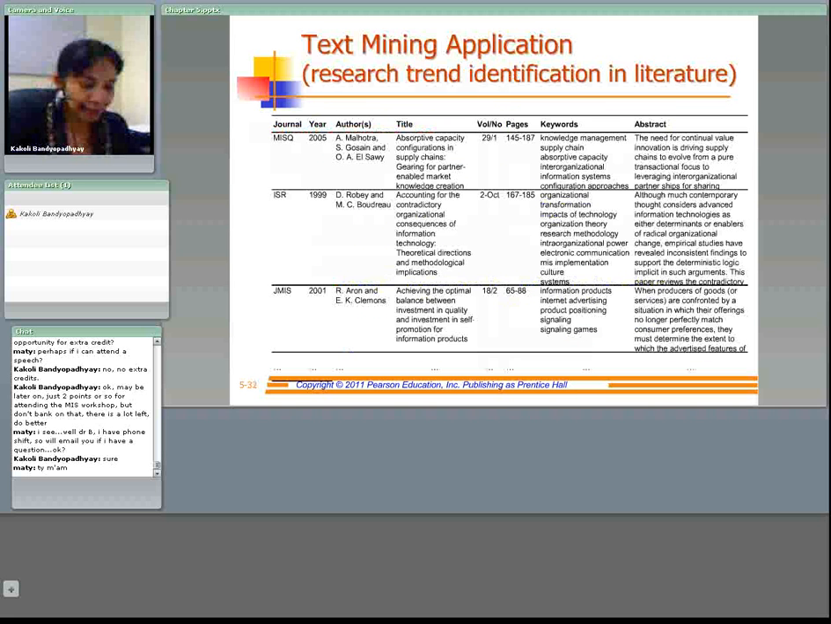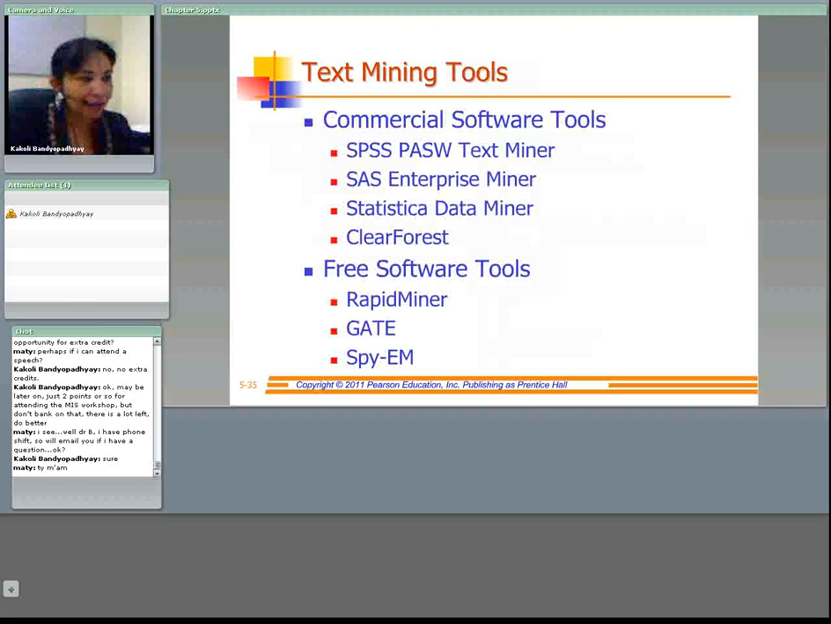Some of the text mining tools that are available in the market. Some free tools are available from RapidMiner, GATE, etc. Some of the paid, commercial software tools would be clearforest.com, which offers text analysis and visualization tools. Tableau is a data visualization software. IBM Intelligent Miner data mining suite also includes data and text mining tools. So these are some of the tools that are available. Actually, hundreds of software tools are available in the market for text mining.